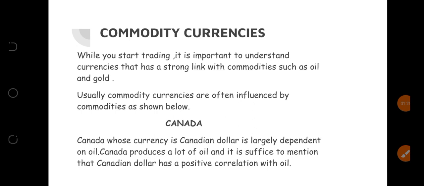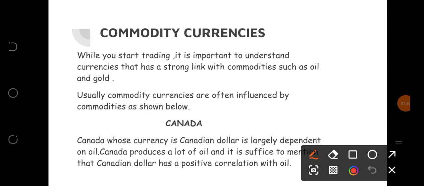Now, there are certain currencies that strictly depend on commodities, meaning that they have a strong link between them and the commodities. Among them that we can mention here are the Australian dollar, New Zealand dollar, and Canadian dollar. So these are among the commodity related currencies. Okay, let me just try to bring that out. So what we're gonna look at is Canada itself.